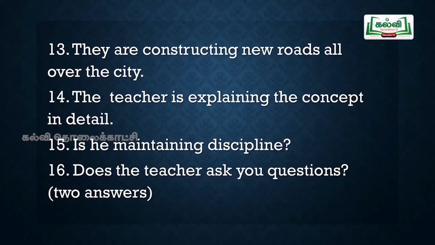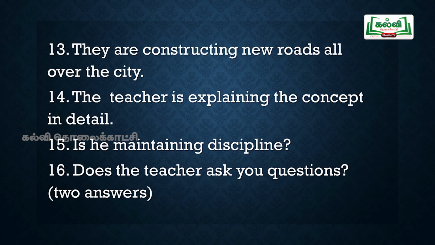Now look at sentence 16. Does the teacher ask you questions? So here again, ask is your verb. Put the question what to ask. Does the teacher ask what? Questions. Direct object. Does the teacher ask whom? You. Indirect object. So I should get two answers in the passive.